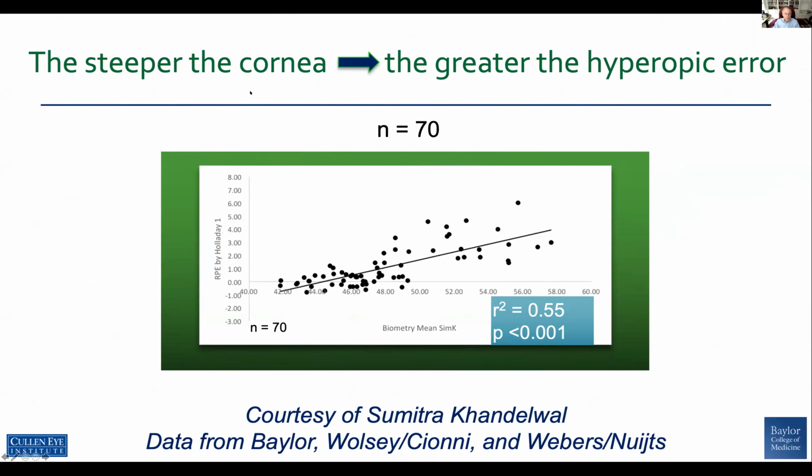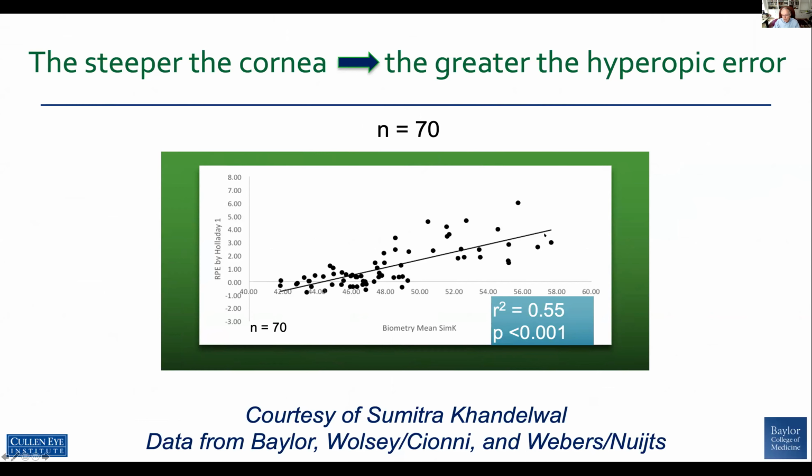So these are data that Sumitra Khandelwal in our group developed with data from our group, from Bob Sioni and from Rudy Knights in the Netherlands, in Maastricht. If you look at this, this is the keratometry, and this is the refractive prediction error with the Holladay 1. And the Barrett also had big correction. You can see by the time they're a 52 diopter cornea, these patients are ending up +2.